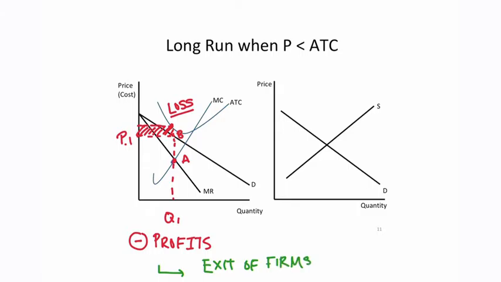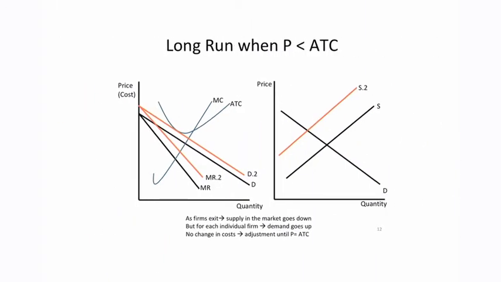As this happens, the supply is going to shift in. And we move from a price such as P1 to a price such as P2. And we have upward pressure on the price. So what we observe then is that the demand curve shifts up and the marginal revenue curve shifts up, so that we're producing at a new point where the new marginal revenue is equal to marginal cost.